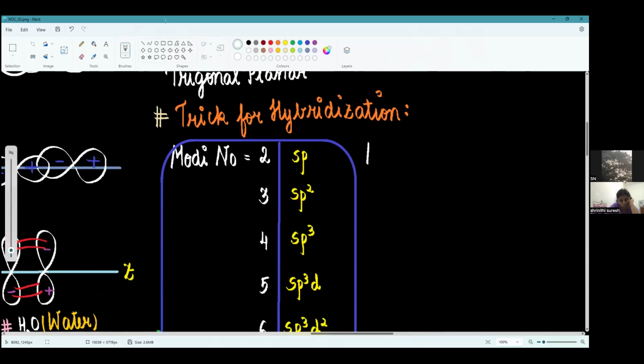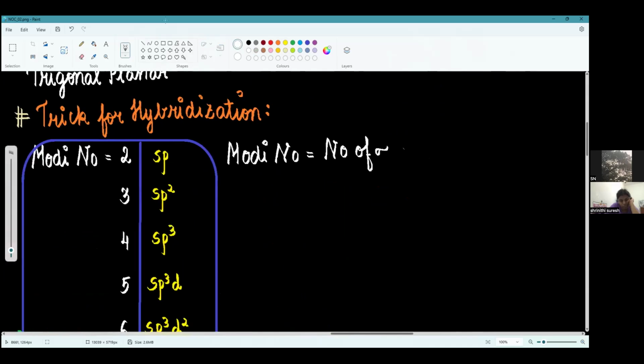What is this Modi number? I will write it down over here. The Modi number is the number of sigma bonds of the central atom plus the lone pairs that it has on the central atom. So for example, if the central atom has one sigma bond and one lone pair, the Modi number will be 1 plus 1, that will become 2. Got it? Yes.